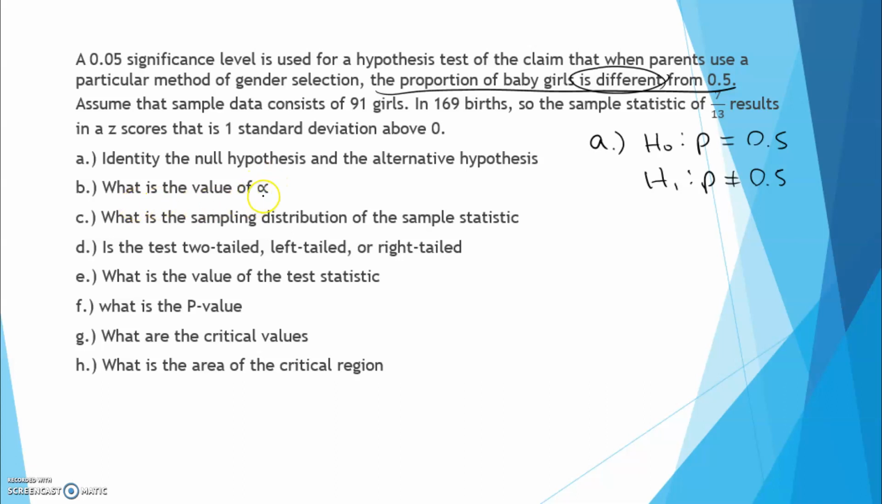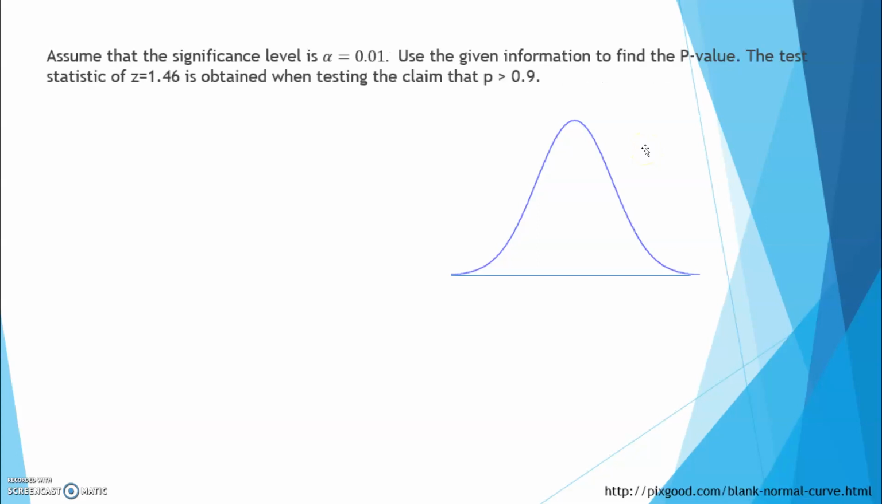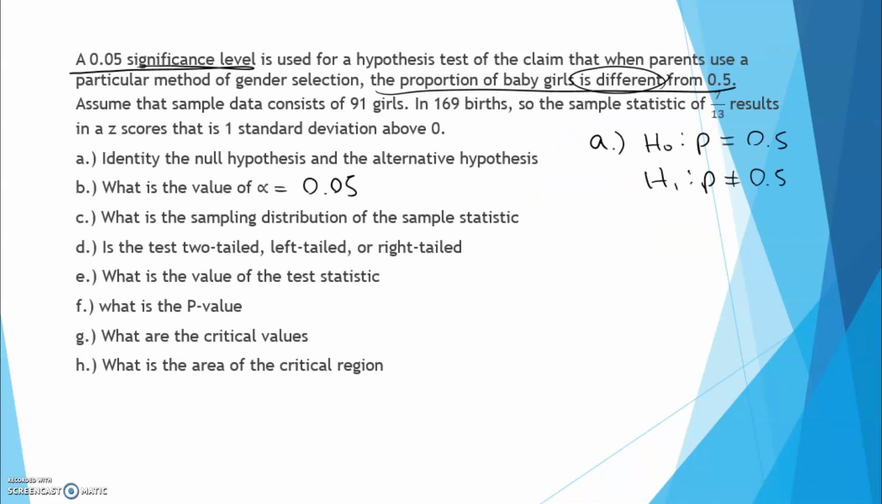Okay, part B, what is the value of alpha? Well, alpha is the same thing as the significance level, which is 0.05. What is the sampling distribution of the sample statistics? Well, in all of these, we have been using a normal distribution. We have the same shape for every single one of them. Is this test two-tail, left tail, or right tail? Well, H sub 1 is not equal to, so this would be a two-tailed test.